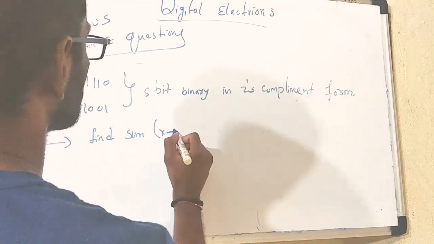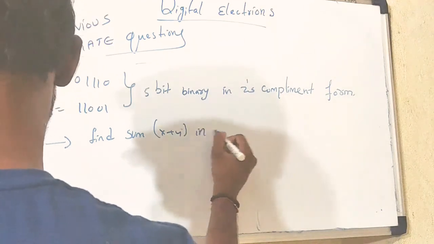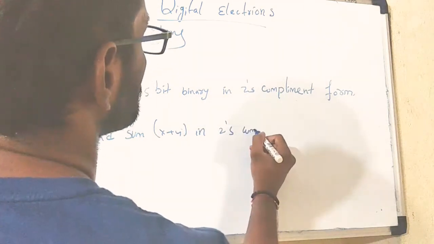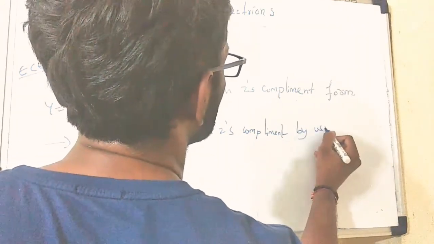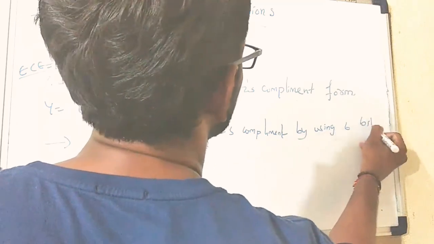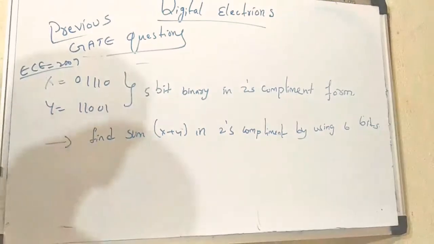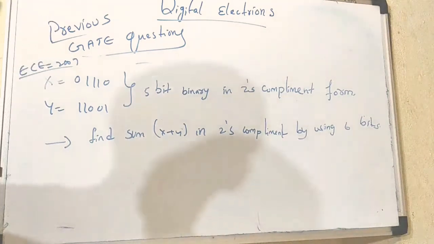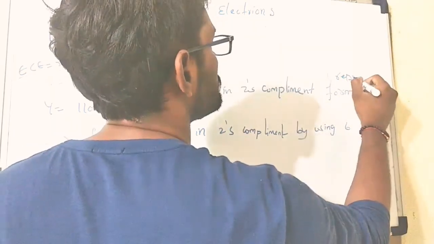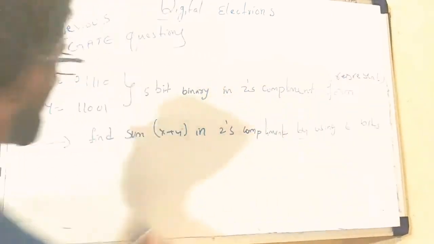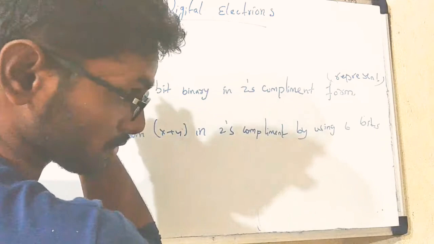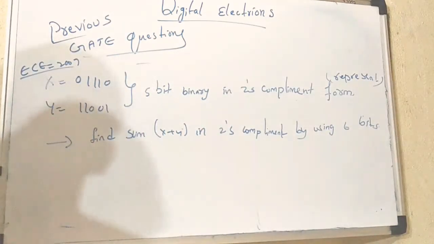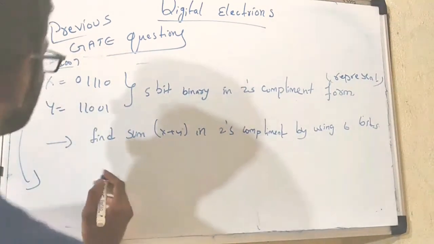The sum is nothing but x plus y in 2's complement form by using 6 bits. Here x and y are numbers in 2's complement representation. We are asked to find the sum of x and y in 2's complement, but by using 6 bits. Here these are in 5 bits. First of all, convert these into 6 bits.